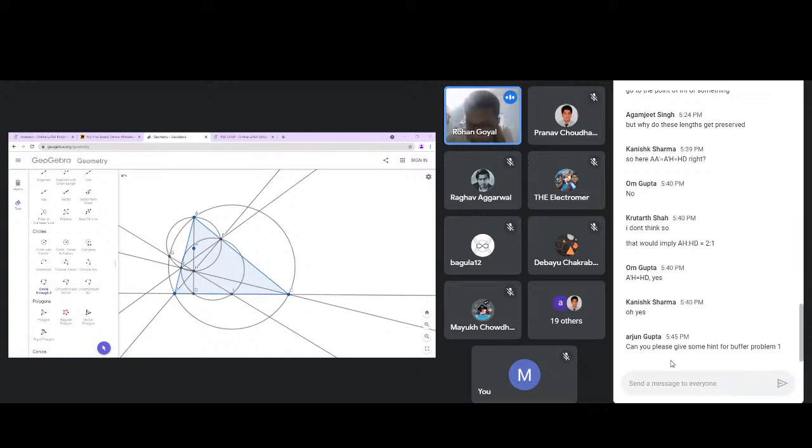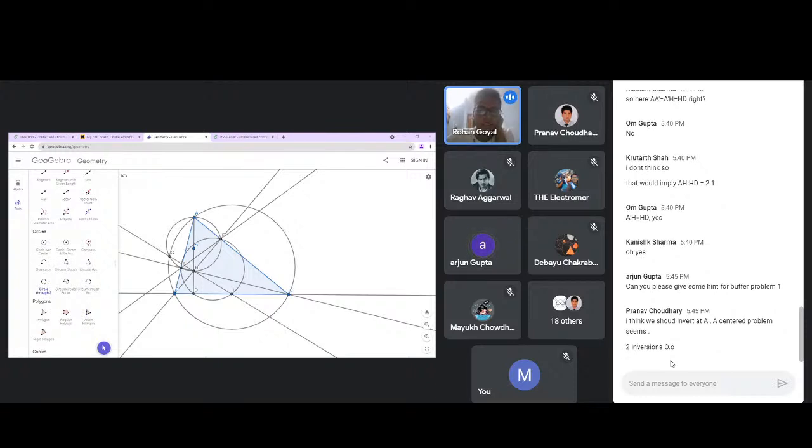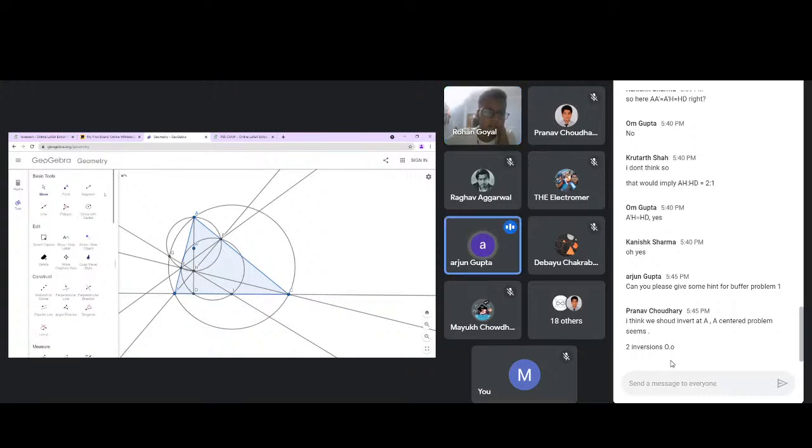Some hint for buffer problem A. I'll give a hint based on my solution. Try inversion at A or D, or both. I tried inversion at A and Z, but none of them seem to work nicely. Try at A and D. That's what I did. I did two inversions, A and D. So is it a composition of inversions? Yeah, first inversion at A happens, I think, then inversion at D happens.